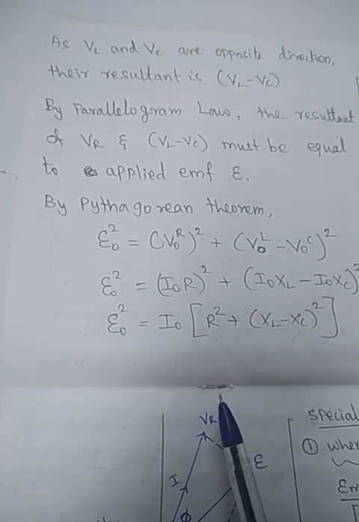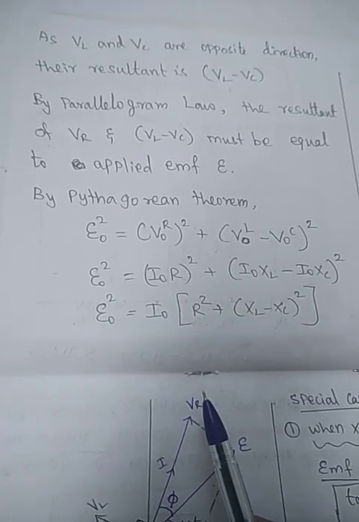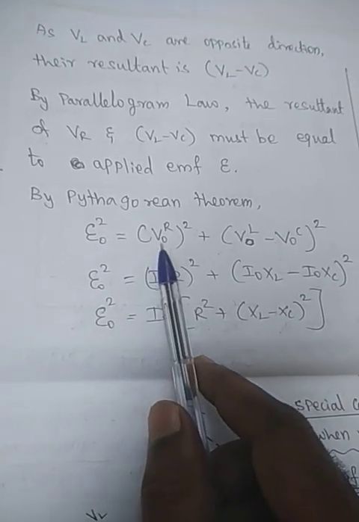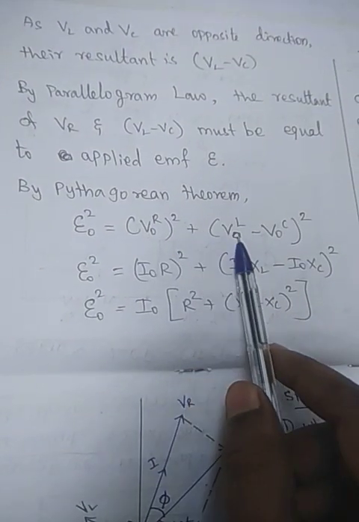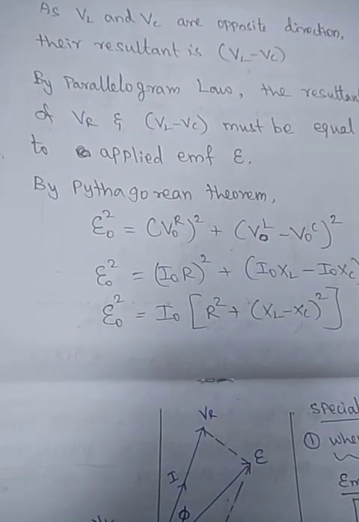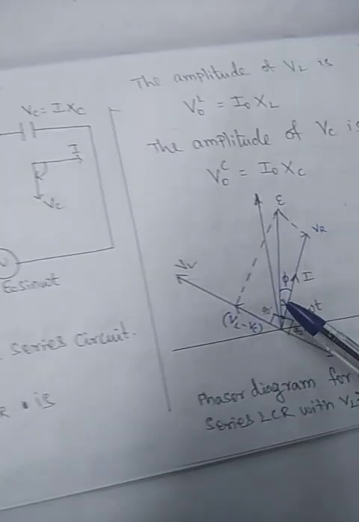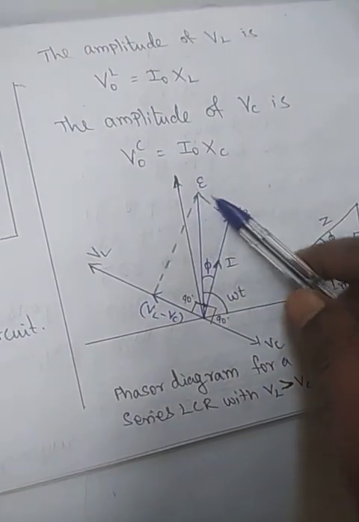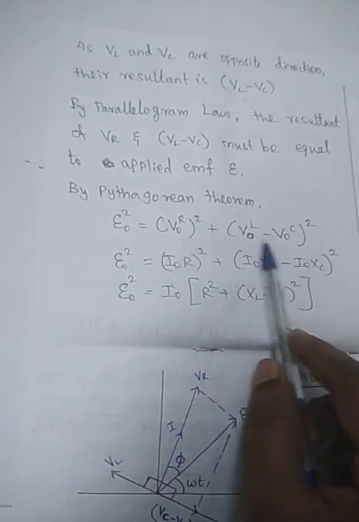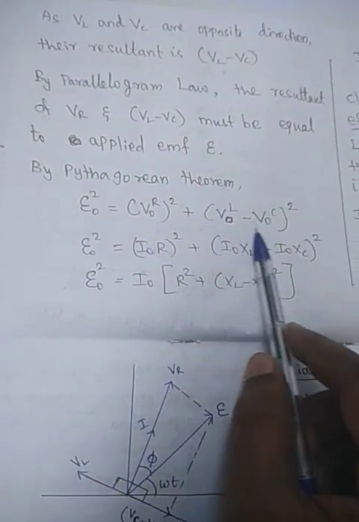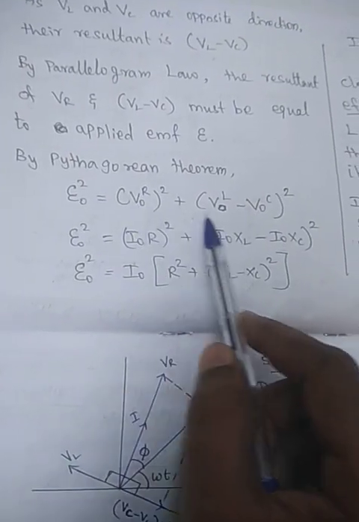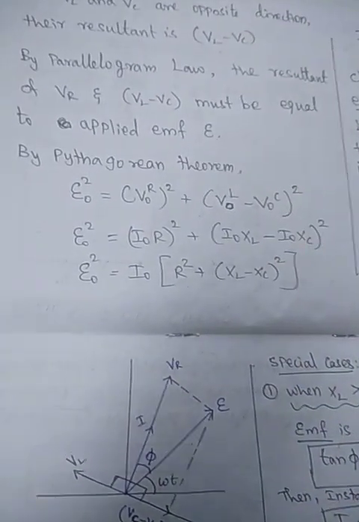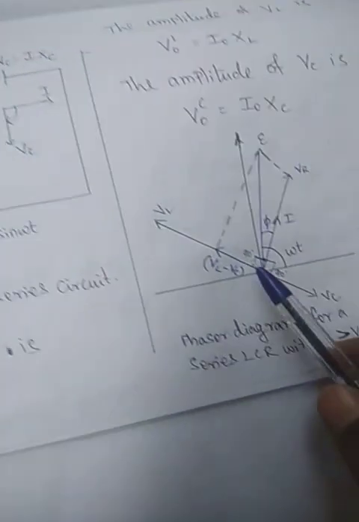So by using the Pythagorean theorem, E naught squared is equal to VR naught squared plus (VL minus VC) squared. I will say that. By using the Pythagoras theorem, the hypotenuse squared is equal to this one and this VR squared. These are all amplitudes. For amplitude only I will put V naught. In the diagram I will show that it is the voltage.